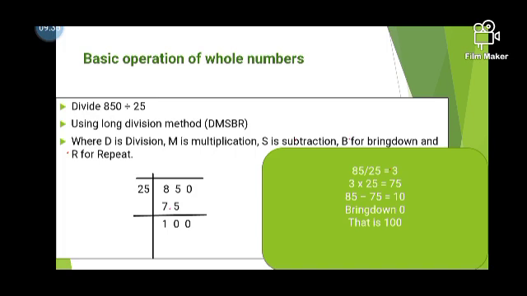Then we repeat. Repeat means we go back to division. That simply means 100 divided by 25 is 4. Remember, we had 3 there before, so that is 34. So our answer is simply 34. So 850 divided by 25 is 34.